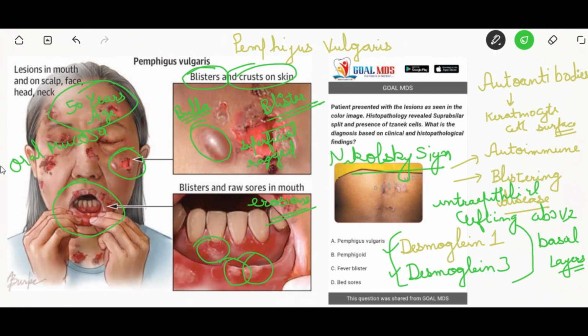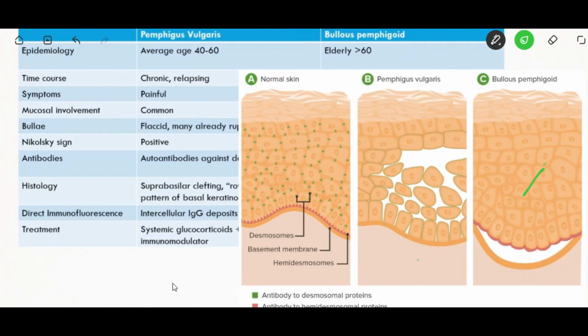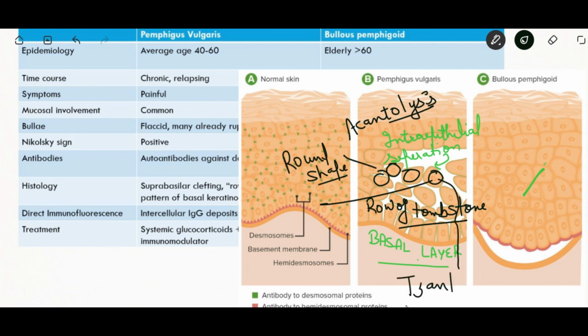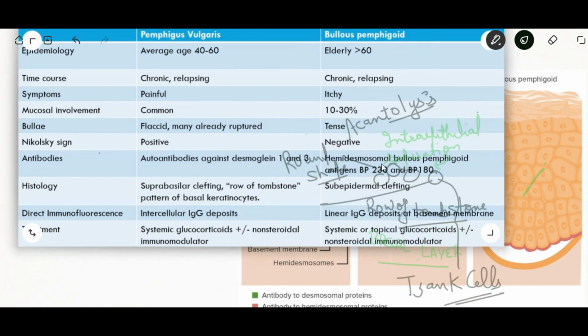On histopathologic examination, you would see that the superficial layer of epithelium is stripped away, leaving only the basal layer of cells, which has been described as a row of tombstones. The cells of the spinous layer typically appear to fall apart, and this is termed acantholysis. They take on a round shape appearance, and these rounded cells are known as Tzanck cells, which can be seen in exfoliative cytological preparation.